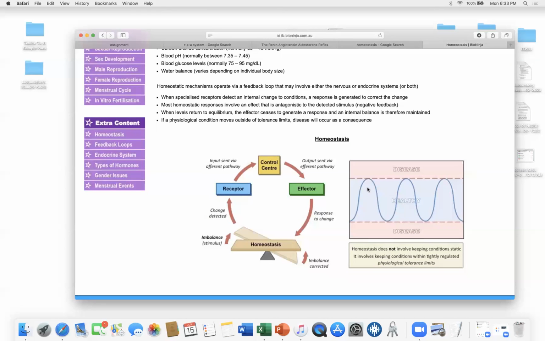So just like a thermostat, you want to stay where? In the middle. Too much of a good thing becomes disease or pathology. Too little of a good thing becomes disease or pathology.